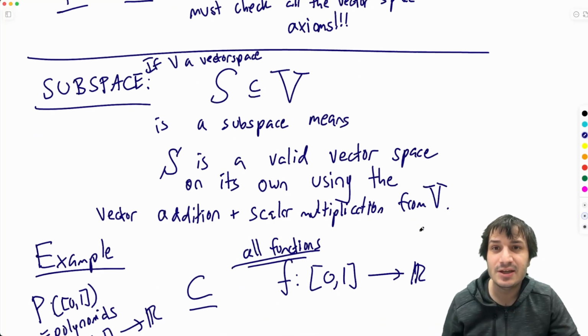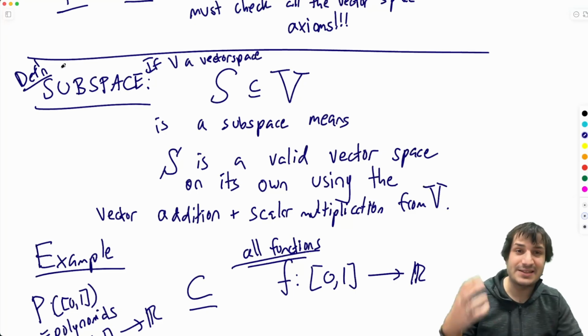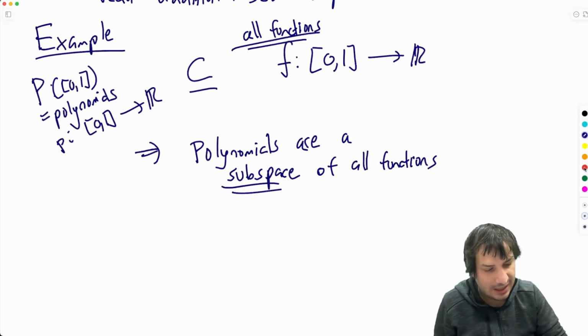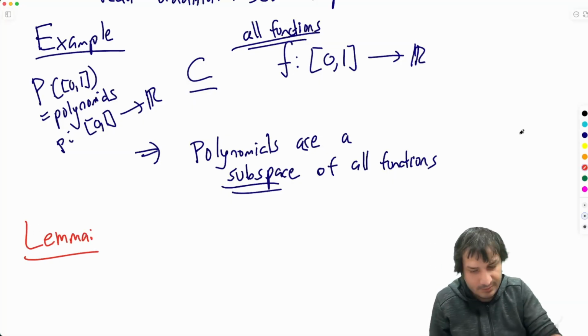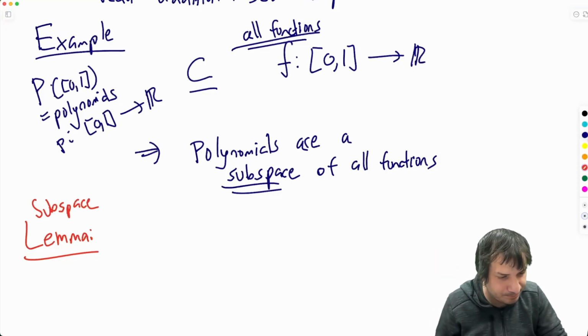And in practice, I gave the definition over here. This was my definition of a subspace. I said it is a vector space, but in practice, you just have to check two things. And so this is kind of like a proposition or a lemma. Let's call it a lemma. Let's call it the subspace lemma. That's cool to give things names. The subspace lemma.